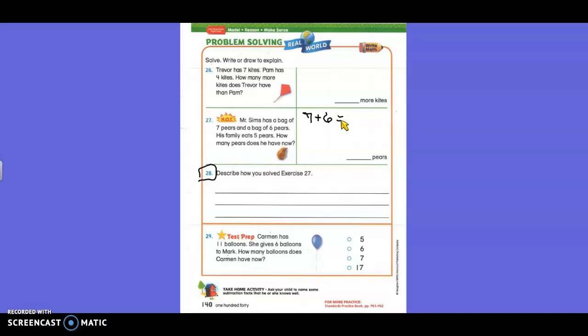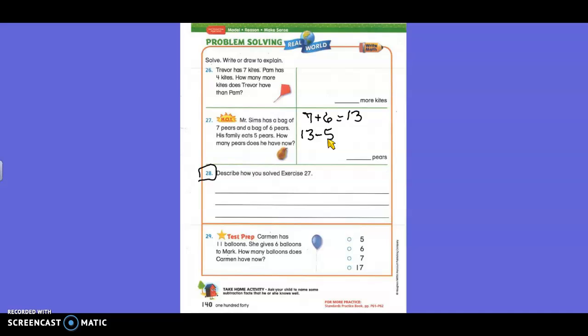What is 7 plus 6? Everyone? 13. Okay, so his family had 13 pears, okay? But then they ate 5. If you eat 5, that means you need to do what? Subtract. So now we need to take 13 and then subtract 5. So you're taking away. So now what's 13 minus 5? Or take away 5.